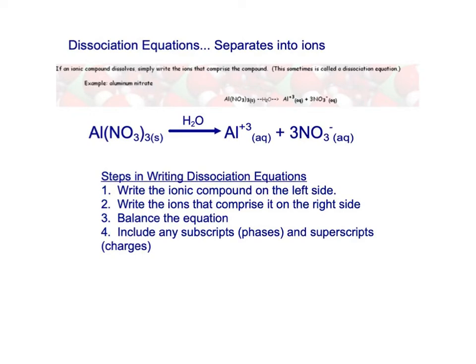Next, we have a dissociation equation. So these are actually going to break apart. They're going to separate. Our classic example of this is salt, something that's ionically bonded. So we're going to write the ionic compound on the left side. We're going to then split that apart. All right, so we're going to separate it into its individual ions. And then we've got to, of course, make sure we balance it and include subscripts and superscripts.